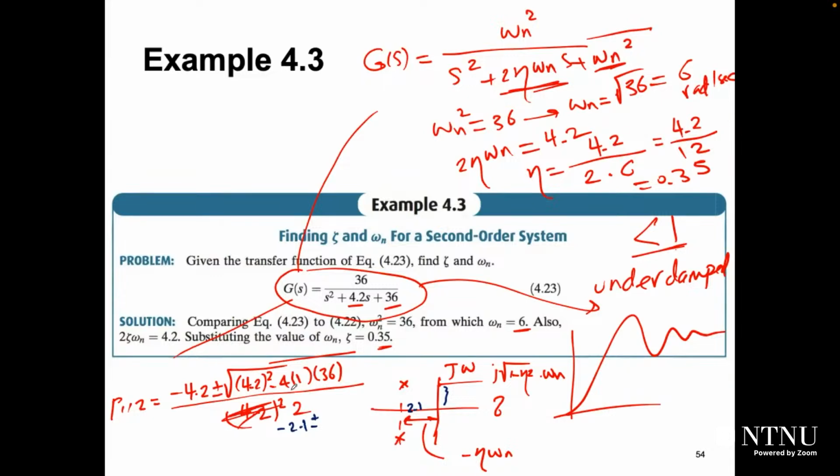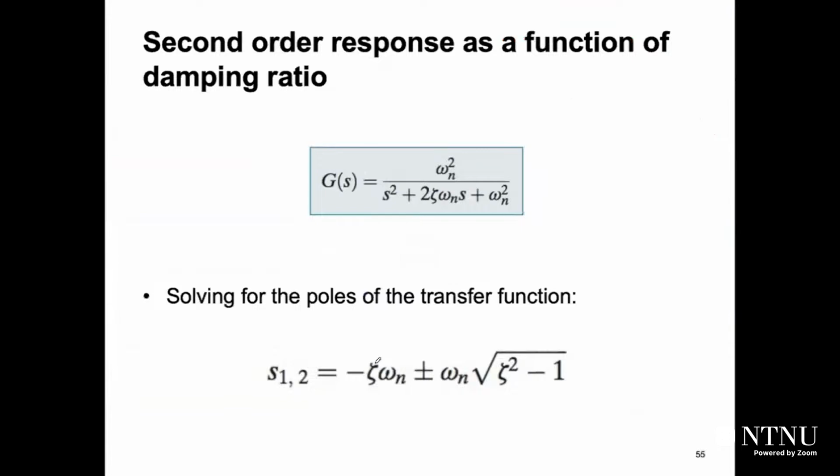So it would be 5.62 j, right? So now we can find that part. This part will be minus 2.1, and that part will be j 5.6, and this one minus j 5.6. Right? And this system is underdamped. Why is it underdamped? It's underdamped because zeta is less than 1, right? And therefore it's underdamped.